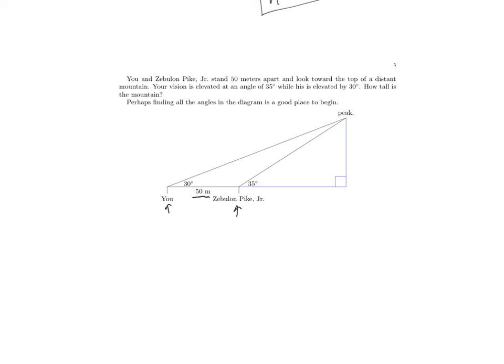So you do exactly that. You look up to the top of the peak. Zebulon Pike looks up to the top of the peak. Your angle of elevation is 30 degrees. His angle of elevation is 35 degrees. Let's determine the height of the peak.